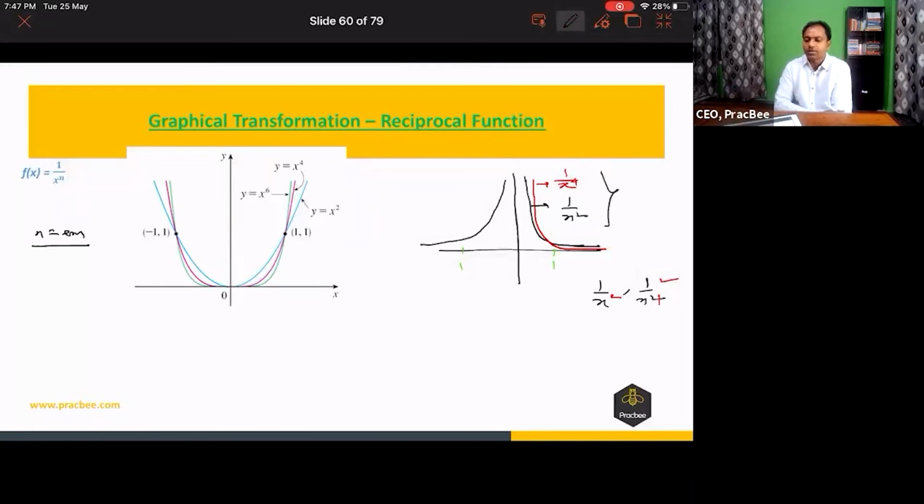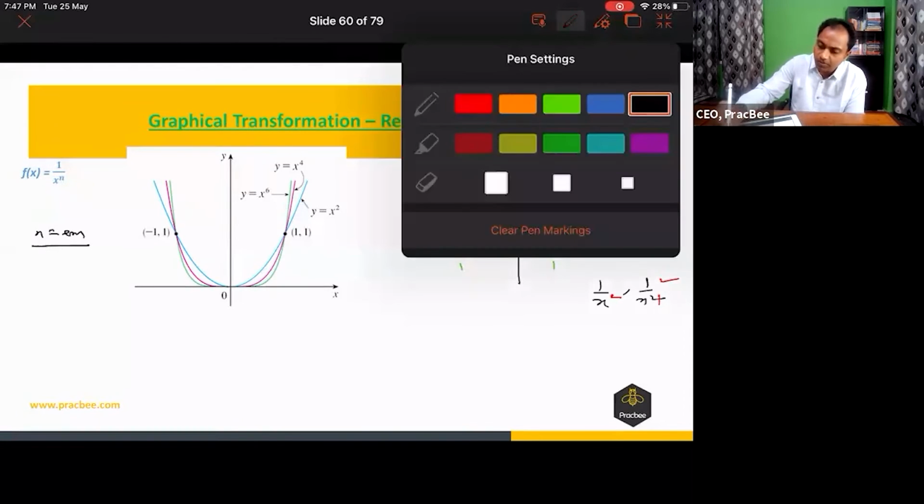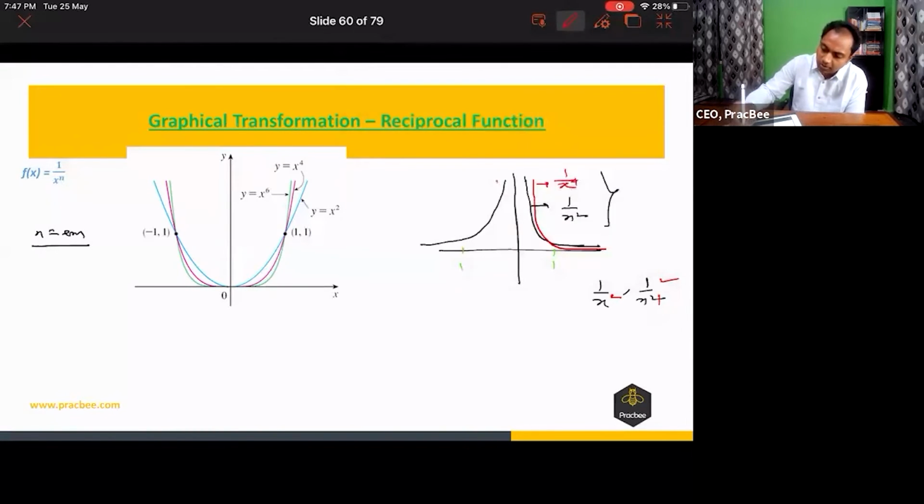Is this concept clear? Now this same logic will be happening. Thing will be happening on the right side as well. ये आ गया basically 1 by x to the power 4, and this curve is nothing but 1 by x.